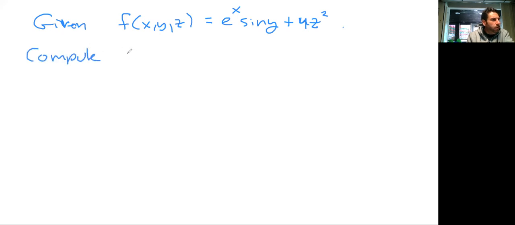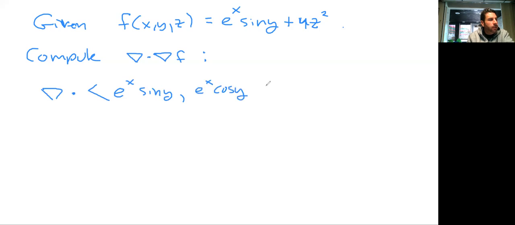Let's compute the following. Gradient, or excuse me, del dotted with the gradient of f. So if I take the partial of this thing with respect to x, I get e to the x sine of y. If I take it with respect to y, I get e to the x cosine y. And then if I take the partial with respect to z, I get 8z.